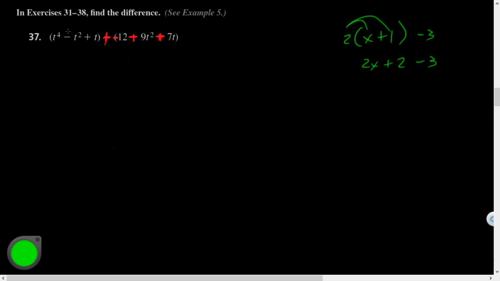But let's see, t to the 4th. Are there any other t to the 4ths here? No. So t to the 4th is by itself. Let's see, negative t squared. Do I have any other t squareds? Yeah. A now positive 9t squared. So what's 9t squared minus 1t squared? Yep. And notice the exponents don't change for addition or subtraction.